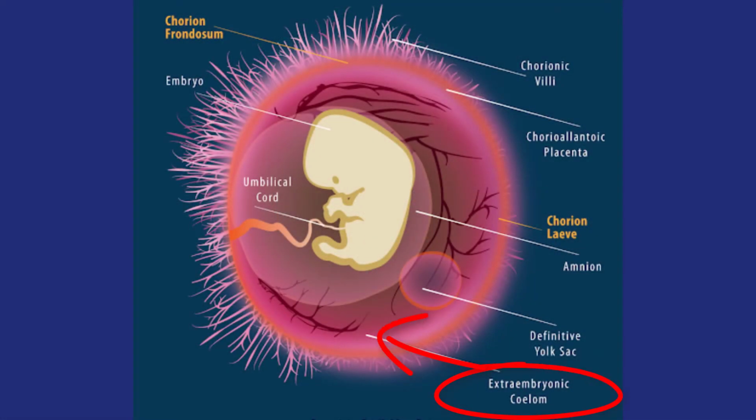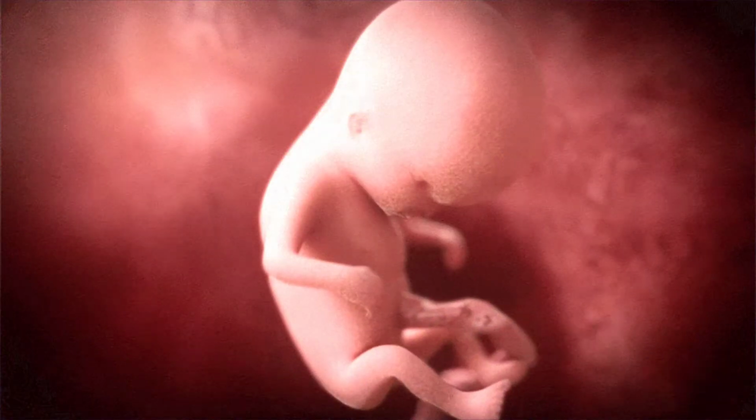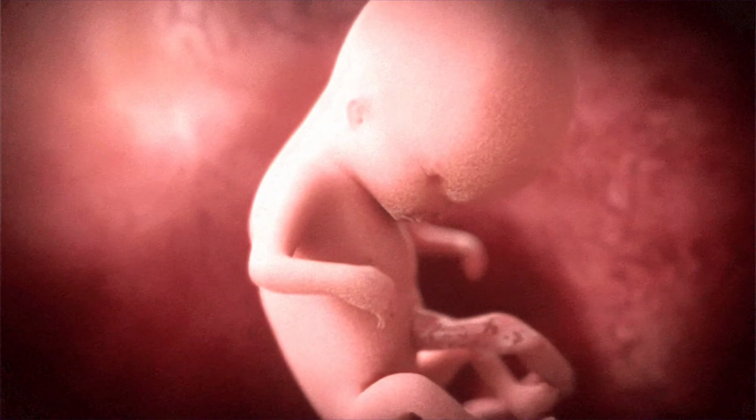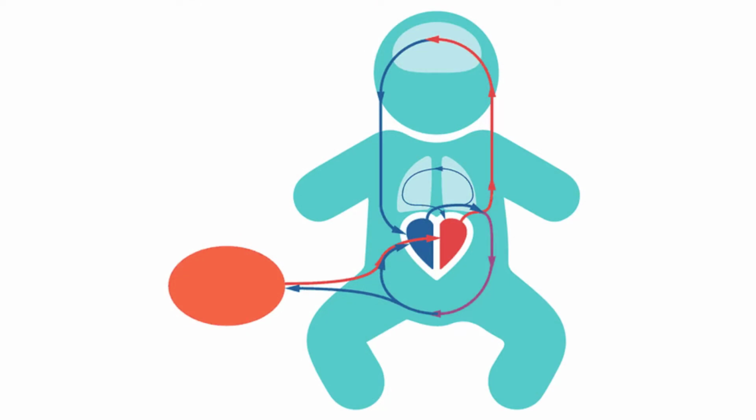Before it develops, nutrients and oxygen diffuse through the extraembryonic coelom and the yolk sac from the placenta. As the embryo grows, its nutrient needs increase. Thus, the circulation must develop quickly and accurately.